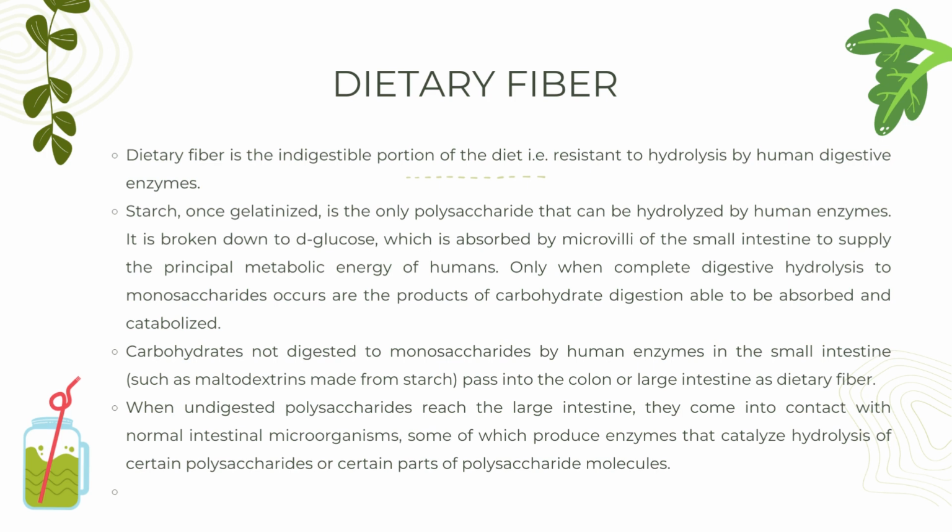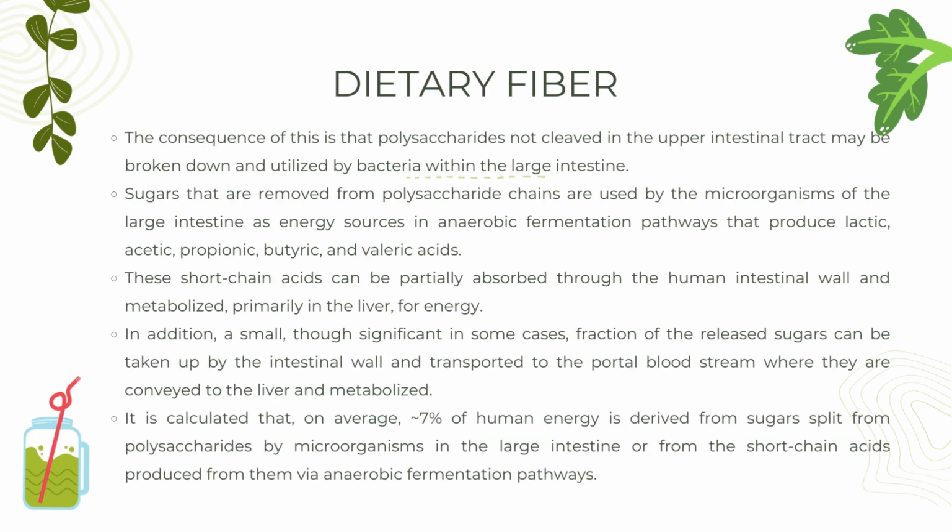When undigested polysaccharides reach the large intestine, they come into contact with normal intestinal microorganisms, some of which produce enzymes that catalyze hydrolysis of certain polysaccharides or certain parts of polysaccharide molecules. The consequence is that polysaccharides not cleaved in the upper intestinal tract may be broken down and utilized by bacteria within the large intestine. Sugars that are removed from polysaccharide chains are used by the microorganisms of the large intestine as energy sources in anaerobic fermentation pathways that produce lactic, acetic, propionic, butyric, and valeric acids. These short-chain acids can be partially absorbed through the human intestinal wall and metabolized, primarily in the liver, for energy.